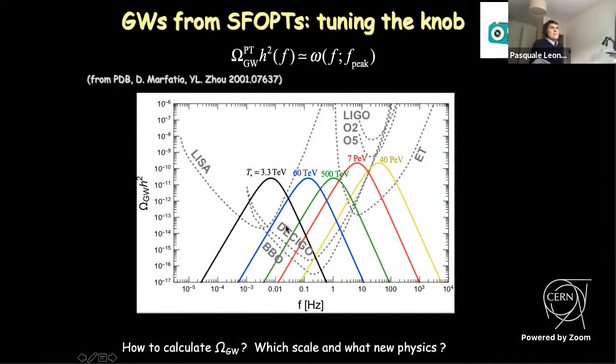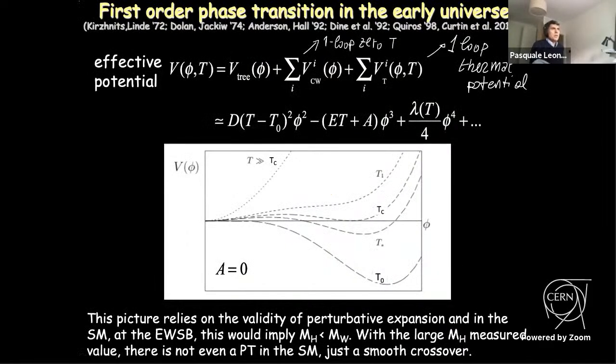So why do I like phase transitions? Because there you really have a very clear characteristic frequency given by the peak frequency. And then it's really like tuning a knob. If you investigate different frequencies, you are actually accessing different energy scales. Now, this plot is obtained within a specific model, but this is a general situation. Clearly, we have to calculate the spectrum, and we should specify what the scale of the new physics is. First, let me give you a very brief general discussion, a very basic one.